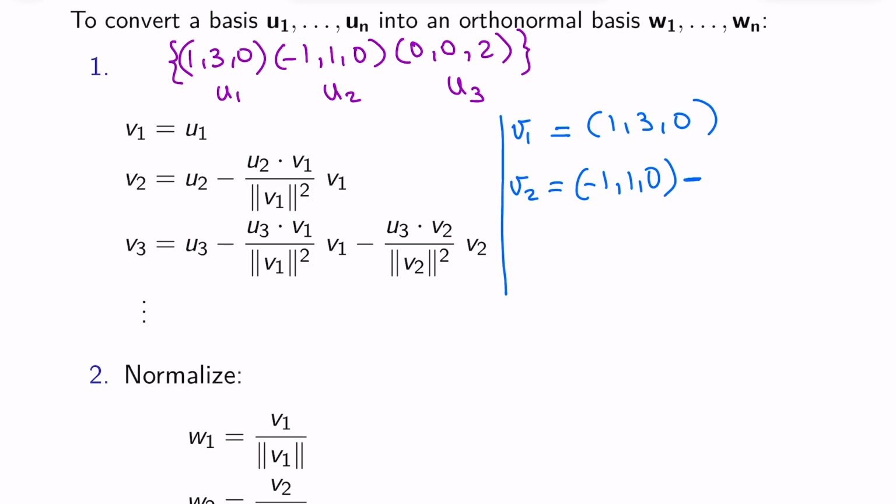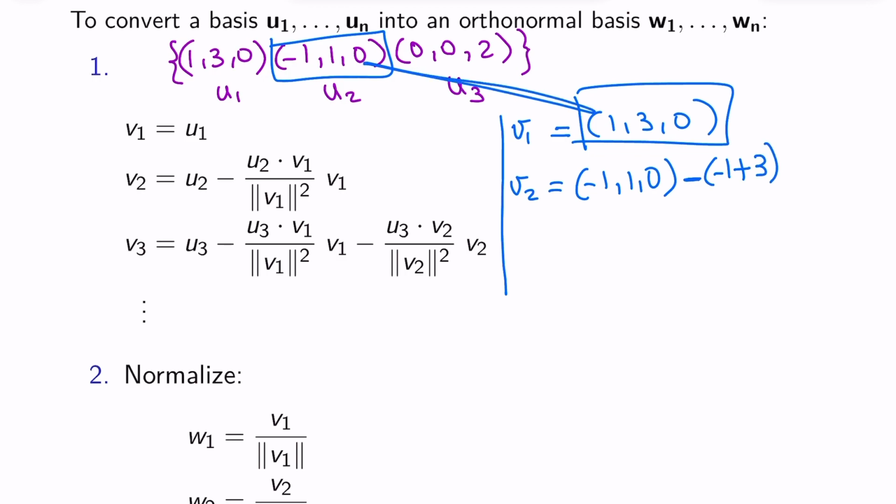So let's start by calculating this multiple. The multiple, what we put in here, is the dot product of u2, this vector that we are talking about, times V1, the vector that we calculated here. So let's do the dot product of these two. That will be minus 1 times 1 is minus 1, plus 1 times 3 is 3, plus 0. So this is the dot product of these two. And this is going to be divided by the norm of V1 squared.